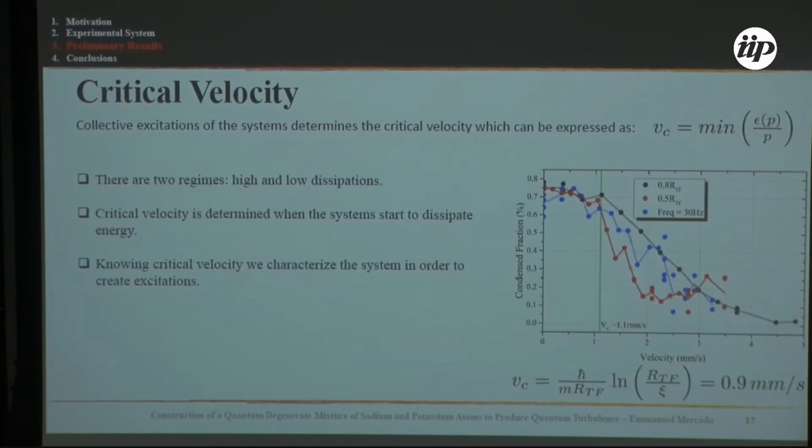So we know our critical velocity, so we know the minimum parameters that we need to put into the BEC to create excitation.